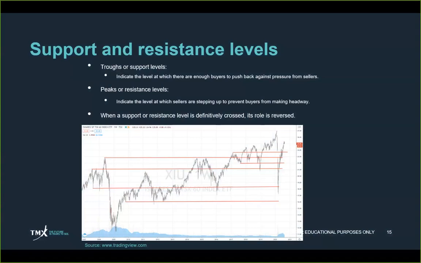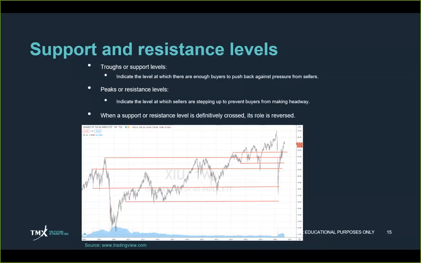So troughs are considered support levels. They're levels at which there are enough buyers to come in to push back against the selling pressure. So in other words, the price comes down to a certain level and continues to do so time and time again, and that's where the buyers come in and they start buying up the stock. So from a trader's perspective, when a share price approaches that level, this is where you may want to prepare to take action and go long.